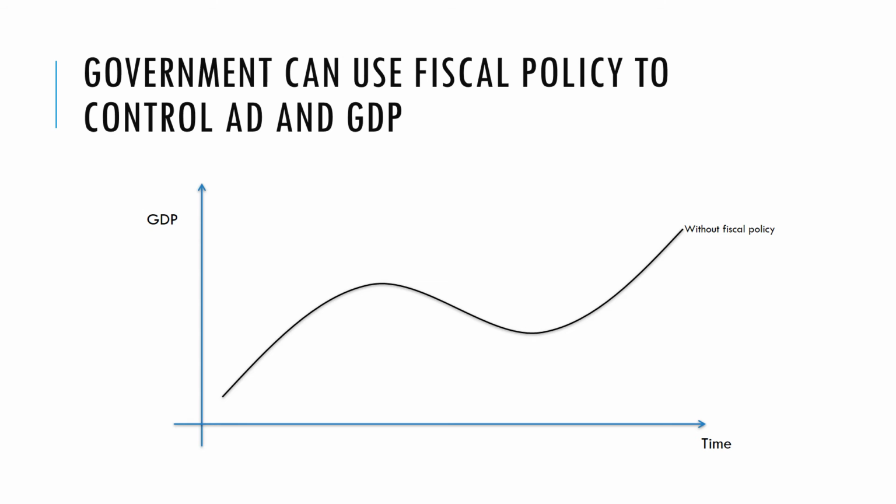If we have a look at GDP in the trade cycle, where we're saying that GDP typically over time goes through periods of growth, boom, recession, slump, growth, and then boom again. So if we imagine this was without any fiscal policy. And then what we're going to do is introduce a fiscal policy and see what the impact might be on AD and then also on GDP.